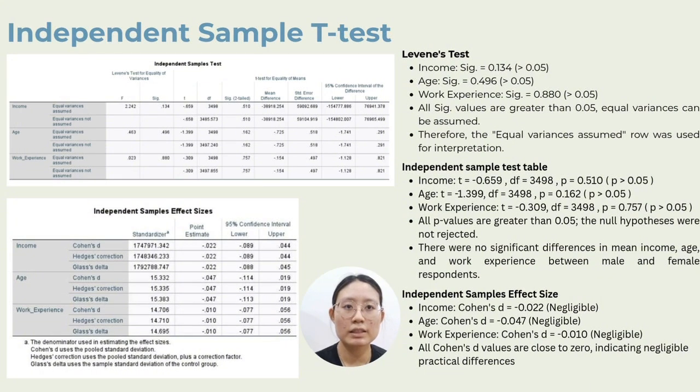Besides statistical significance, we also examine the effect size using Cohen's d. The results show that the effect sizes for income, negative 0.022, age, negative 0.047, and work experience, negative 0.010, were all close to 0. According to Cohen's d guidelines, this value represents a negligible effect.